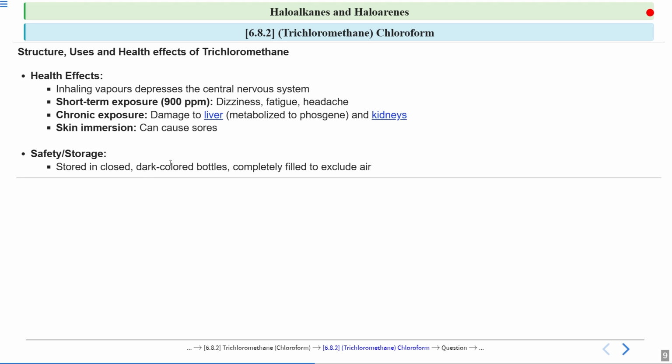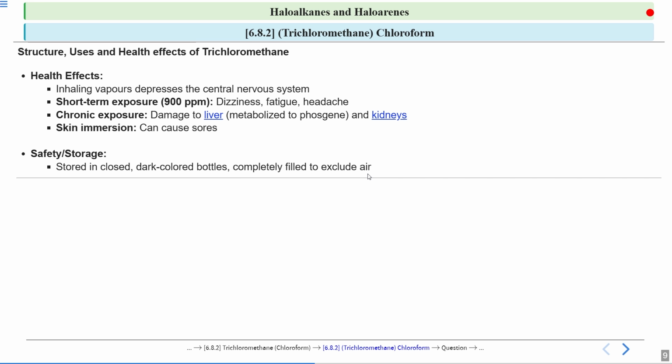Second thing, the bottle that you are using to store the chloroform should be dark colored, so that even light cannot come in contact with the chloroform for its adverse effect. Now the third thing is completely filled to exclude the air.